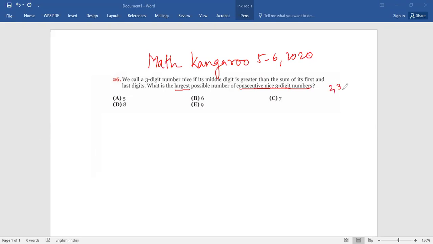Like you have 2, 3, 4. 2, 3, 4 are consecutive. Even in this case, 1 is consecutive. Like 1, 2, 3, 4 is also consecutive numbers.